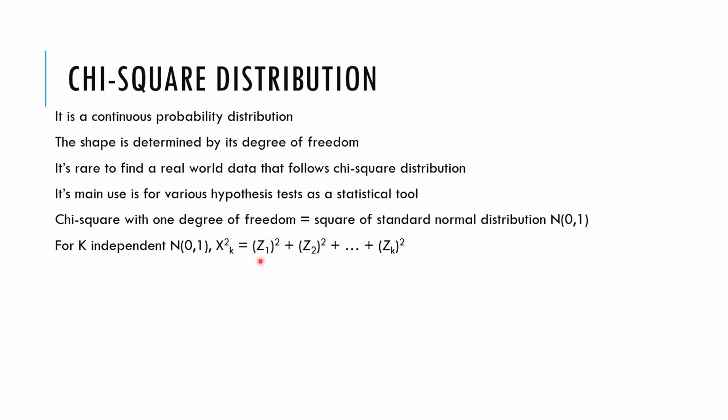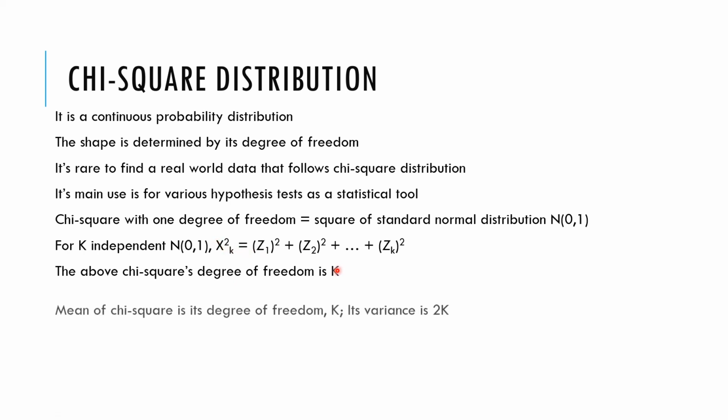So the square of one standard normal distribution gives us a chi-square distribution with 1 degree of freedom. So if we take k such standard normal distributions, square them and sum them up, we'll get a chi-square with k degrees of freedom. So the above chi-square's degree of freedom is k, right? So this chi-square has k degrees of freedom.